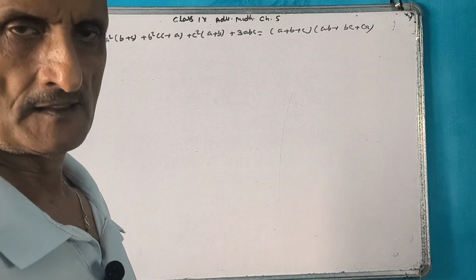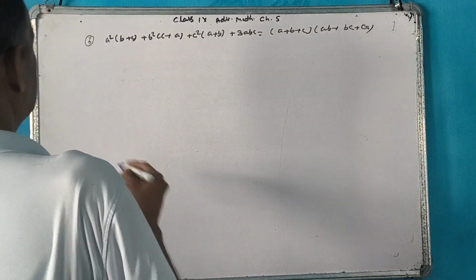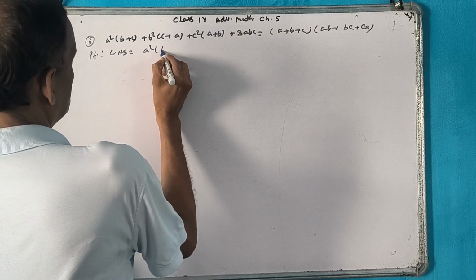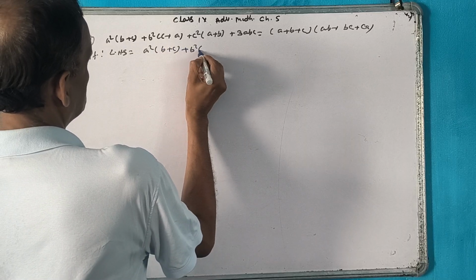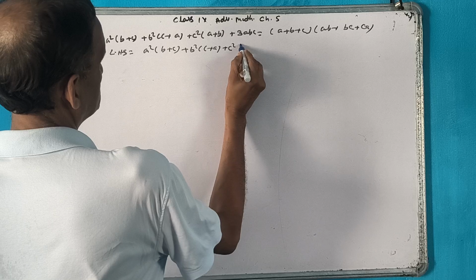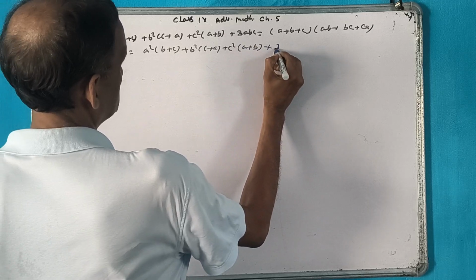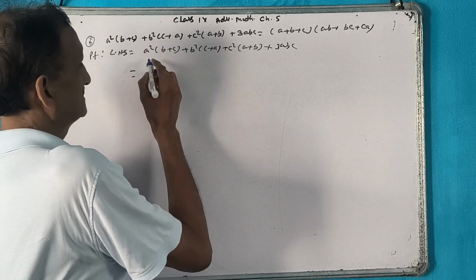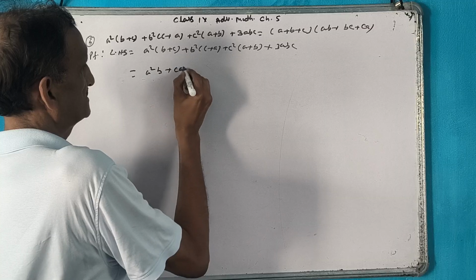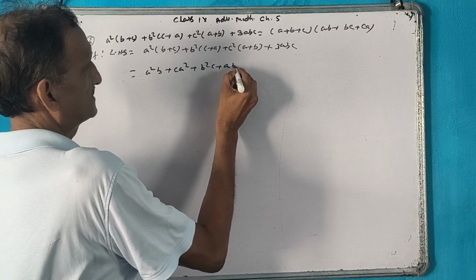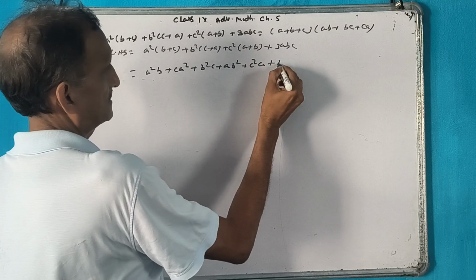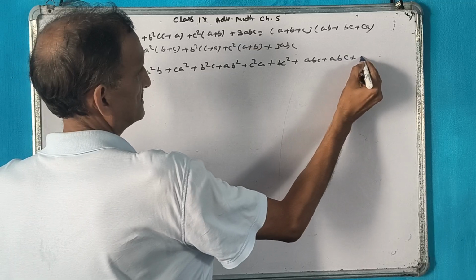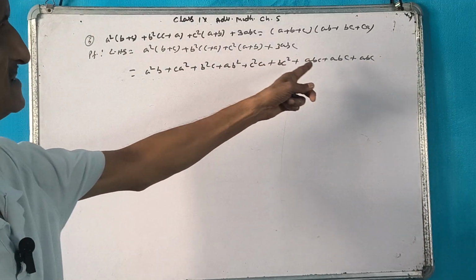Okay. This is even easier. Take the left hand side: A square into B plus C plus B square into C plus A plus C square into A plus B plus 3ABC. Left hand side, remove all the brackets. What will we get? A square B plus CA square plus B square C plus AB square plus C square A plus BC square plus ABC plus ABC plus ABC. 3ABC we have written 3 times.